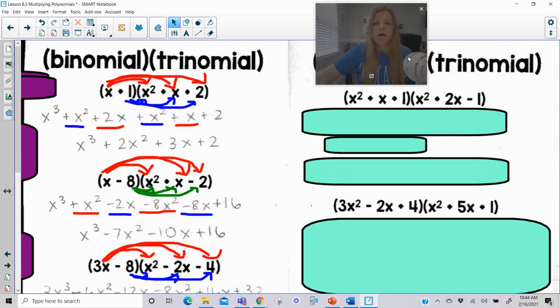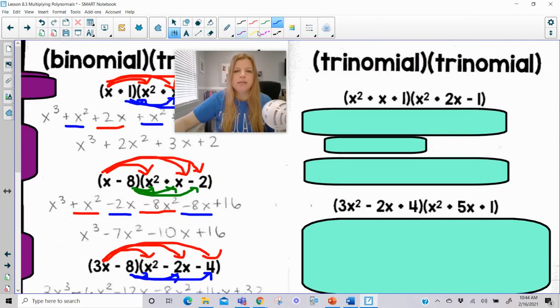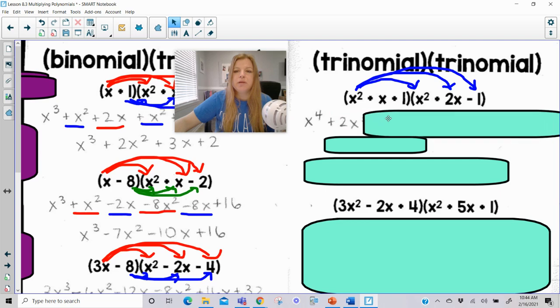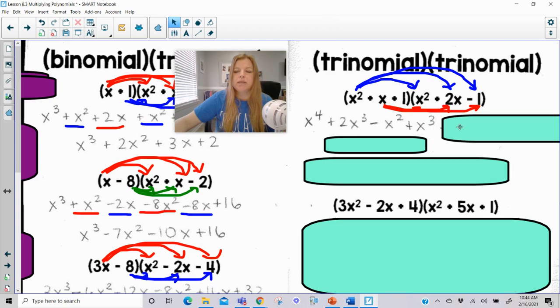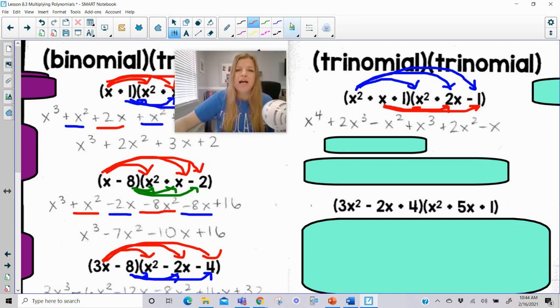Okay. A trinomial times a trinomial, same process. This time, instead, after I distribute x squared to x squared, to 2x, x squared to negative 1, in which I get x to the 4th plus 2x cubed minus x squared, I then need to distribute my x. So again, you're distributing every term from the first polynomial to every term in the second polynomial. So now x times x squared is x cubed, x times 2x is 2x squared, x times negative 1 is negative x. But now I have a third term. I have to go ahead and distribute that 1.